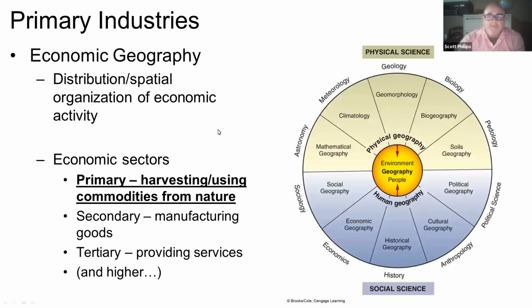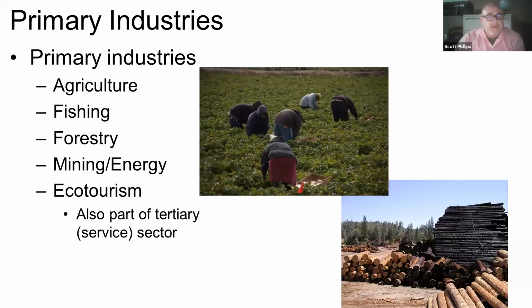However, for this lecture, we want to focus on primary industries, the harvesting and using of commodities from nature. That's what we're going to focus on first, and then later we're going to move on to other levels of industry. Okay, so primary industries include things like agriculture. Agriculture is the big one for California, but there are other primary industries as well: fishing, forestry, mining, energy, and even ecotourism we can include with that.